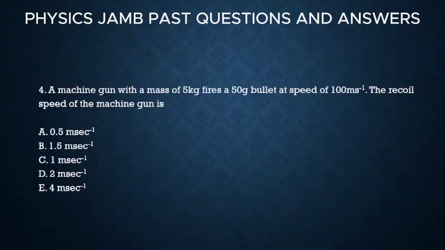So question number 4. A machine gun with a mass of 5 kilograms fires a 50 grams bullet at a speed of 100 meters per second. The recoil speed of the machine gun is A, 0.5 meter per second, B, 1.5 meter per second, C, 1 meter per second, D, 2 meter per second, E, 4 meter per second.